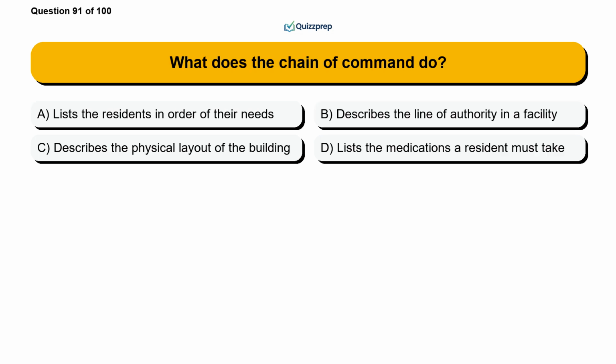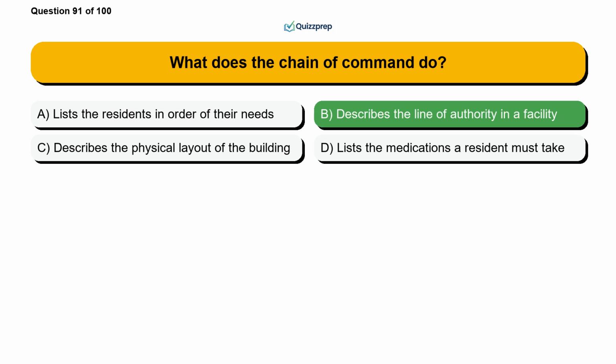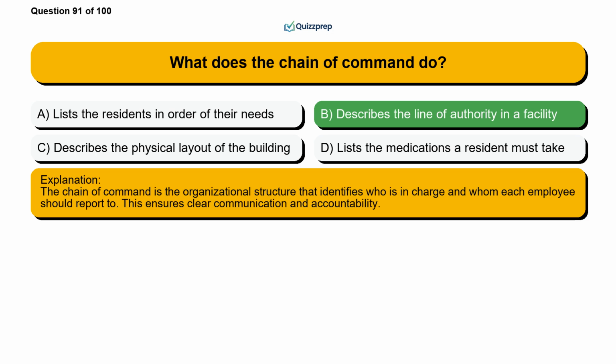Question 91. What does the chain of command do? Option A, lists the residents in order of their needs. Option B, describes the line of authority in a facility. Option C, describes the physical layout of the building. Option D, lists the medications a resident must take. The correct answer is option B, describes the line of authority in a facility. The chain of command is the organizational structure that identifies who is in charge and whom each employee should report to. This ensures clear communication and accountability.